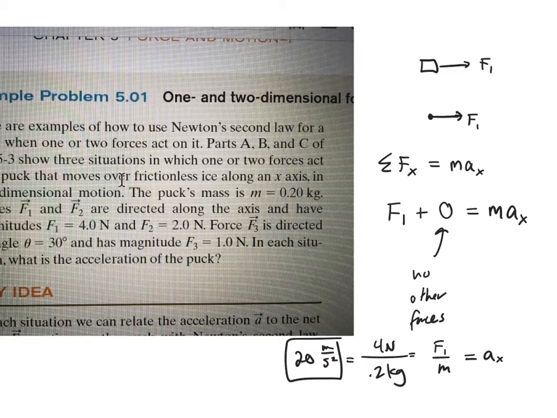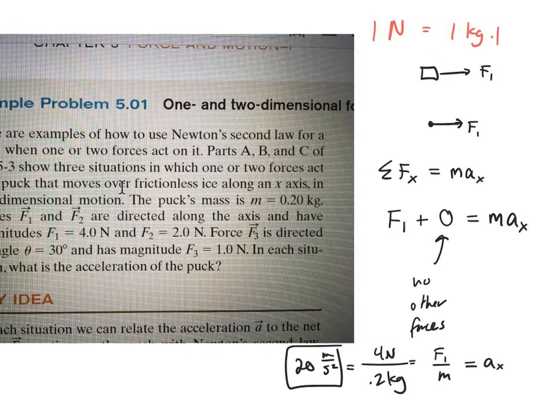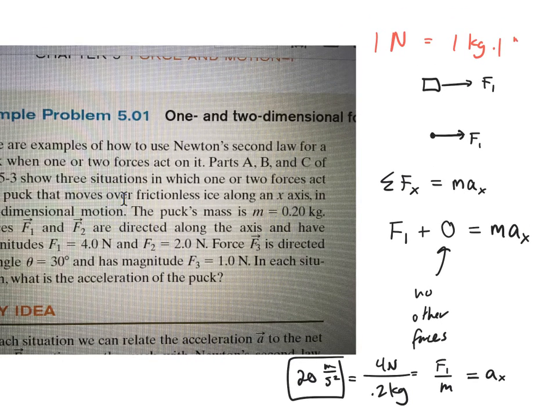If you didn't know what the unit of a newton was, write it at the top, up here. 1 newton is equal to 1 kilogram times 1 meter per second squared. Okay, that's what a newton really is. It's a kilogram times a meter per second squared.